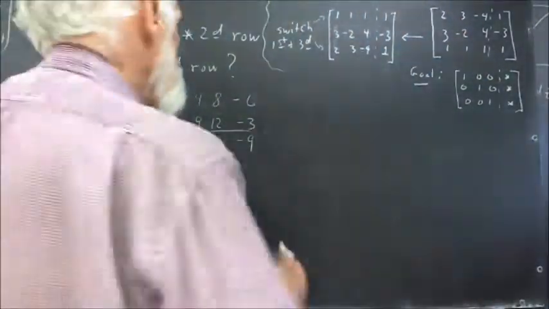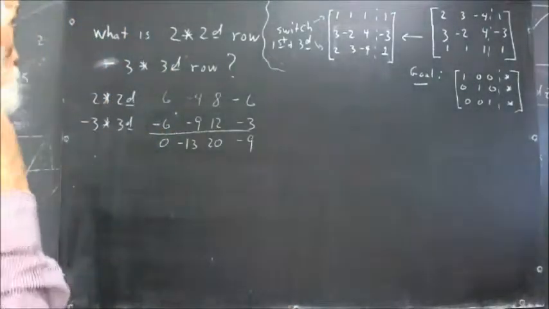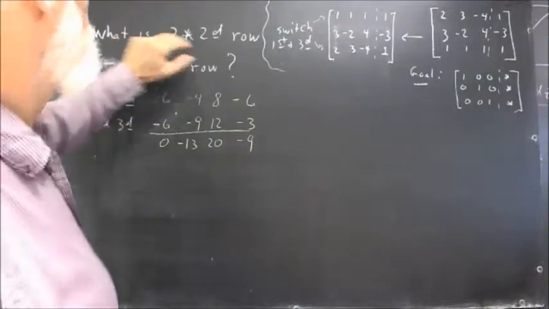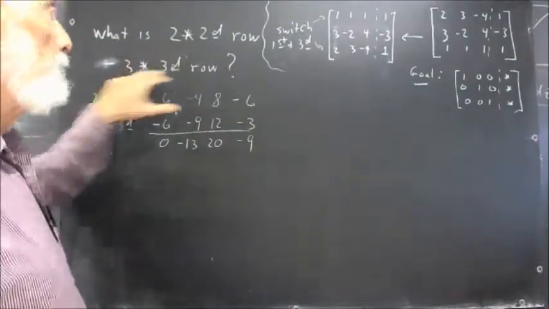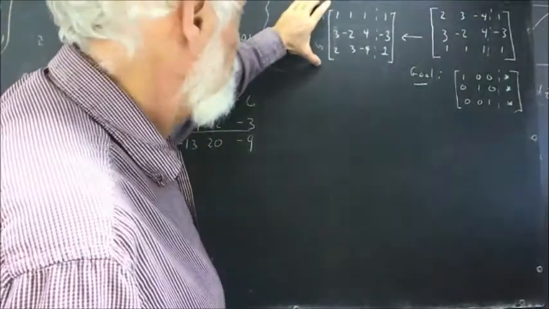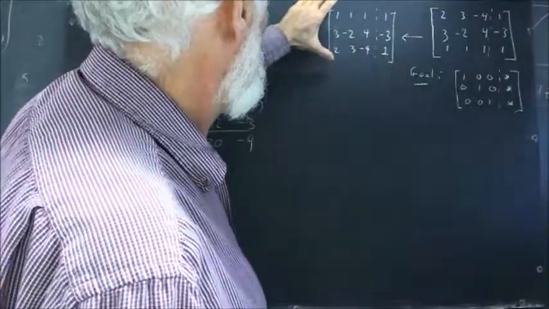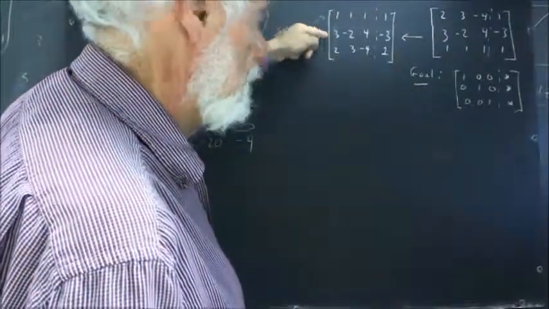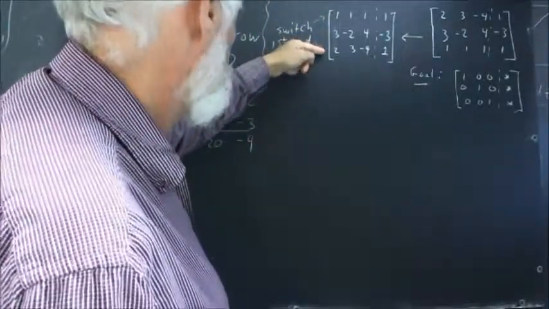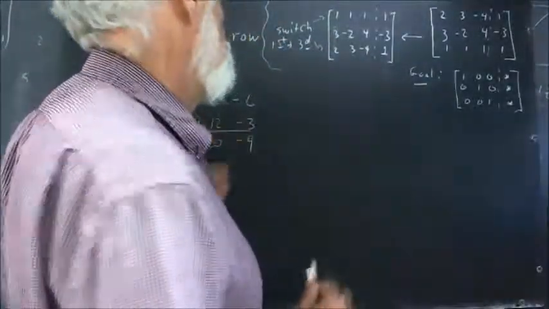Now, before we go on, I want you to do something we're probably not going to actually use, but what is 2 times the second row minus 3 times the third row? And when I say this, I mean 2 times the second row of this matrix now, which is equivalent to this one. So we're talking about 2 times the second row minus 3 times the third row. You should calculate that, write that down and see what you get.